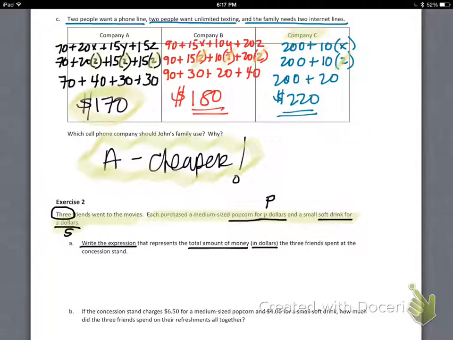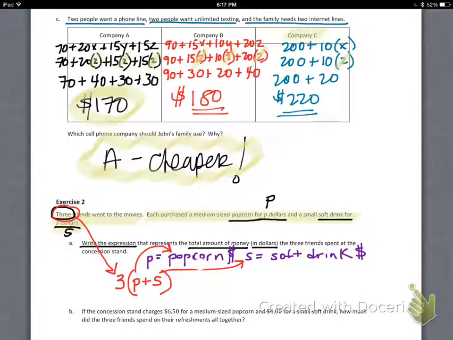Again, it's an expression; it's not an equation. There's no equal sign. We're just writing an expression that can actually be used with numerical values to come up with totals. So go ahead and pause.